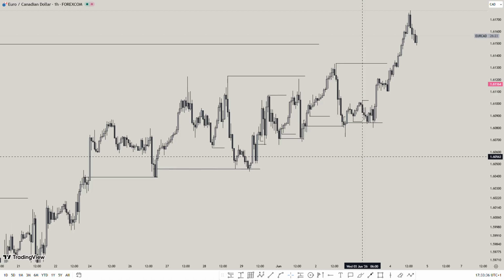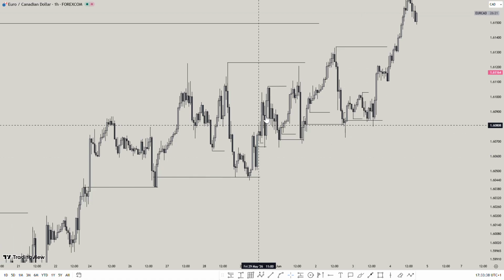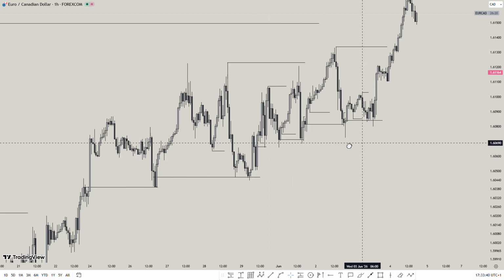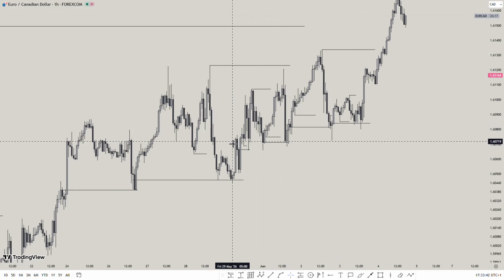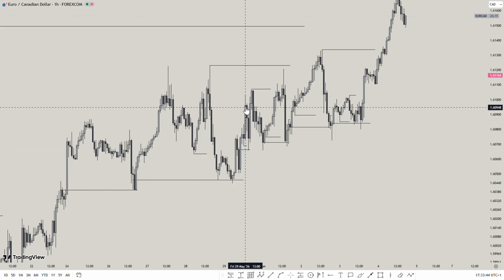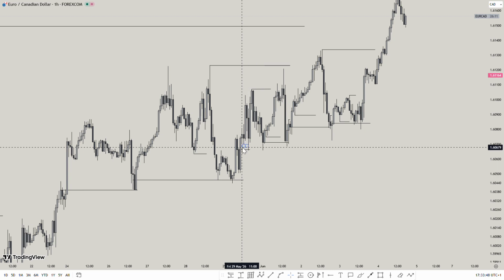Now let's look at how these buys started. So we had price give us this low and get all the way to this side. Then we had this inducement.